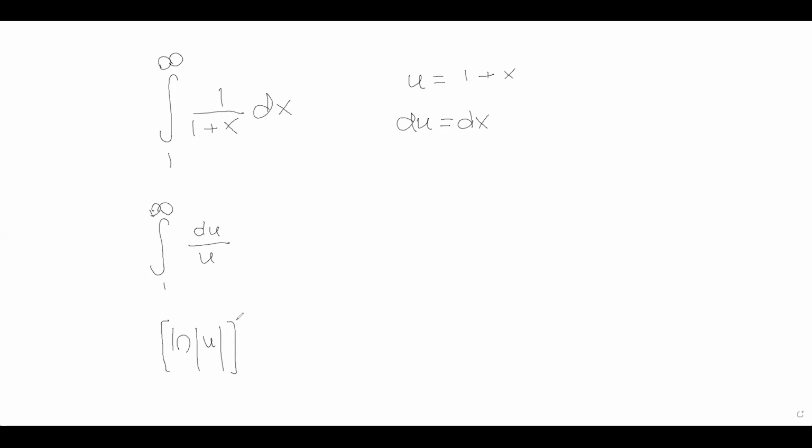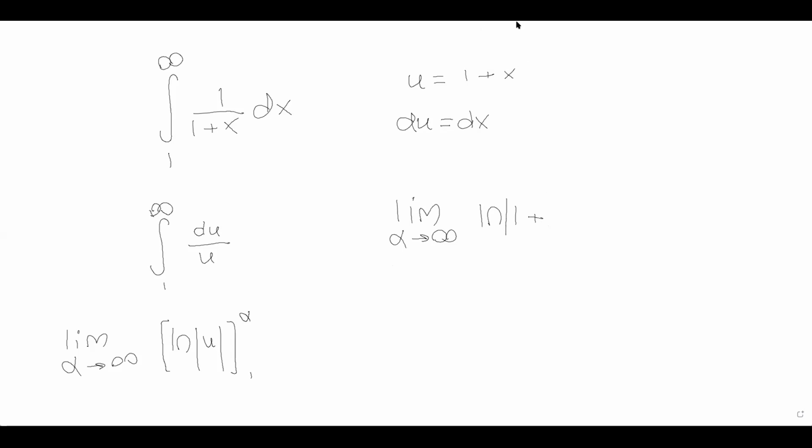It's important to note that we can't evaluate a function at infinity. So we're going to have to set it up as a limit. We're going to take the limit as alpha goes to infinity, and we're going from 1 all the way up to alpha. So let's go ahead and put the function back in. We have 1 plus x. So we have the limit as alpha approaches infinity of the natural log of 1 plus x.